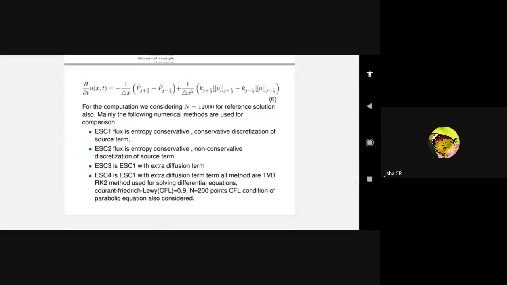For the schemes we consider: first, the flux function is entropy conservative, and the discretization of the source term is also conservative. The second scheme is entropy conservative with a non-conservative discretization of the source term. For the third and fourth, we add some extra diffusion, because if you have any discontinuity in the initial solution or some nonlinearity in the flux function, then as k tends to 0 it will be hyperbolic in nature. At that time, oscillation will happen near the discontinuity. We want to reduce the oscillation, so that's why we are adding the extra diffusion. Those are the schemes EC3 and EC4. Next slide.